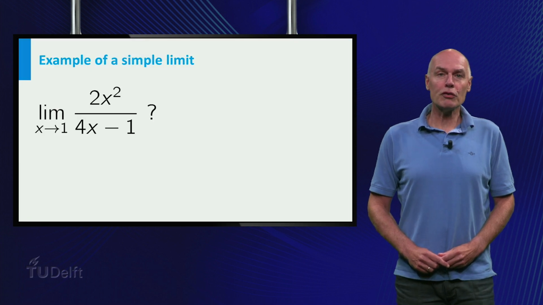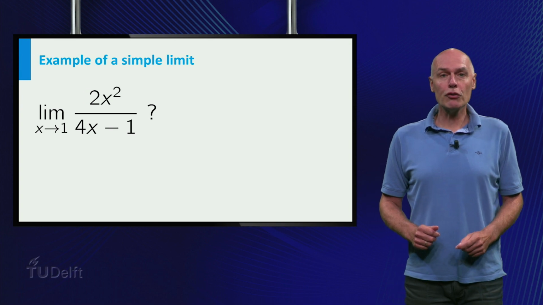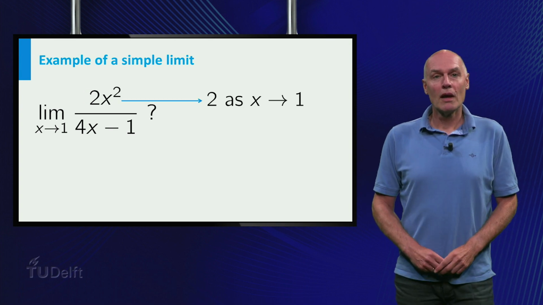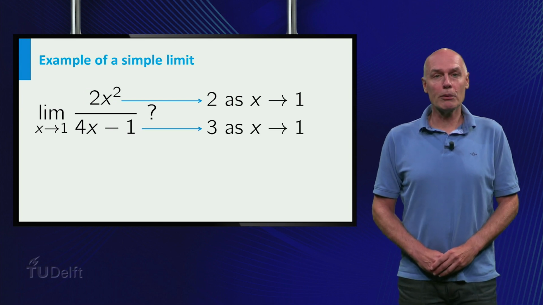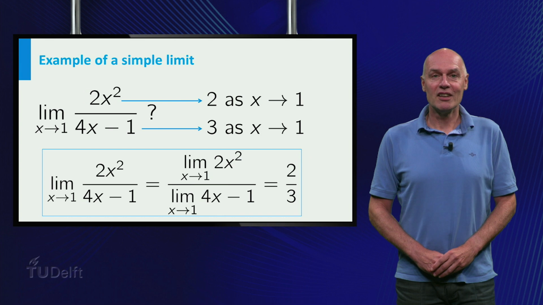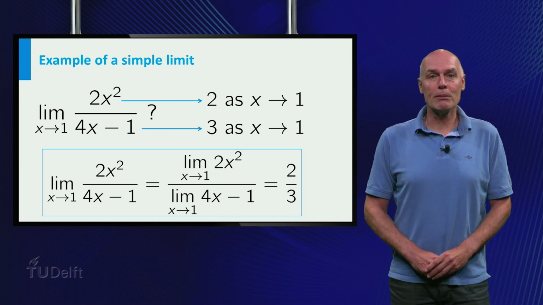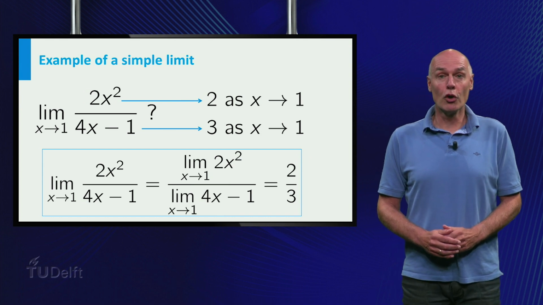Let's first revisit the limit concept by considering an easy example. Here we have a function which is composed as the quotient of two functions. If x goes to 1, then the numerator approaches 2, while the denominator approaches 3. This leads to the result 2 over 3. In general, such limits are thus easily determined whenever the limit of the denominator is not equal to 0.